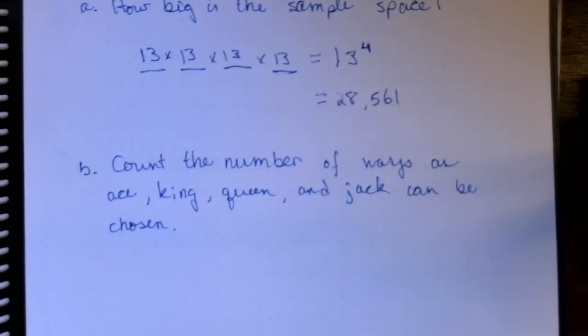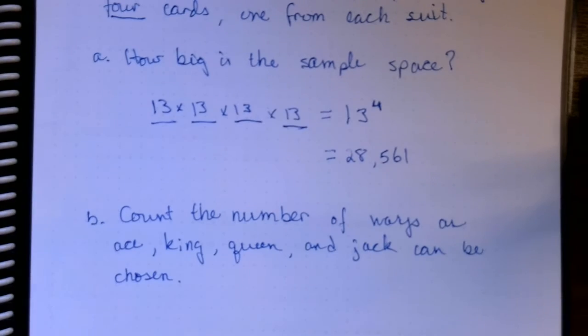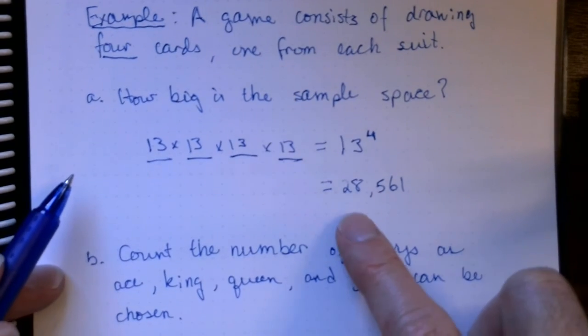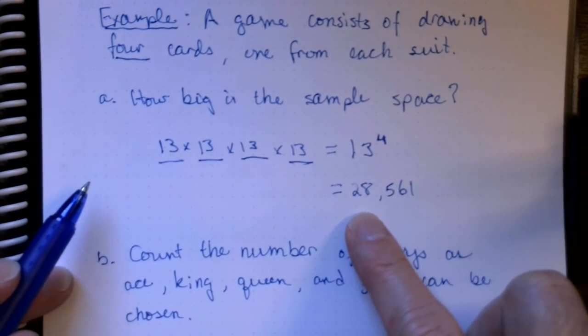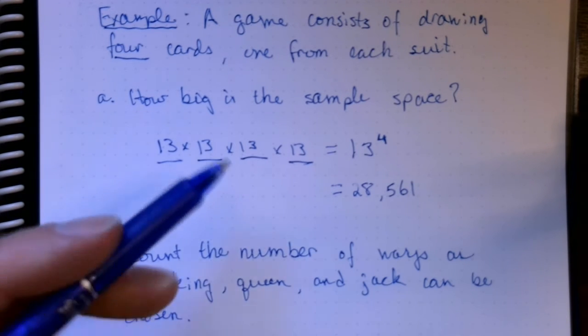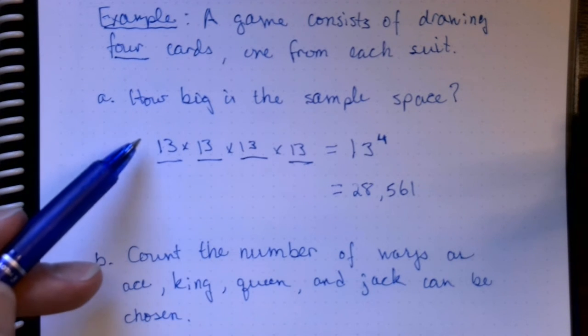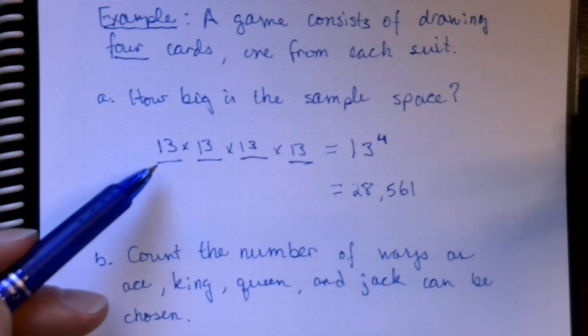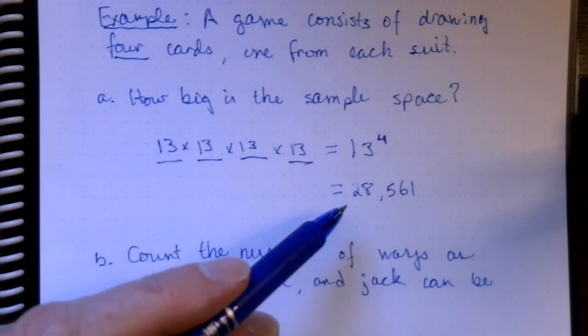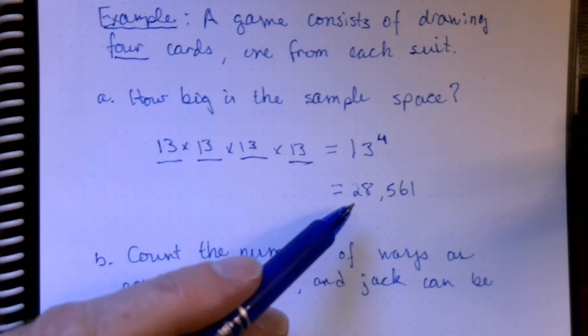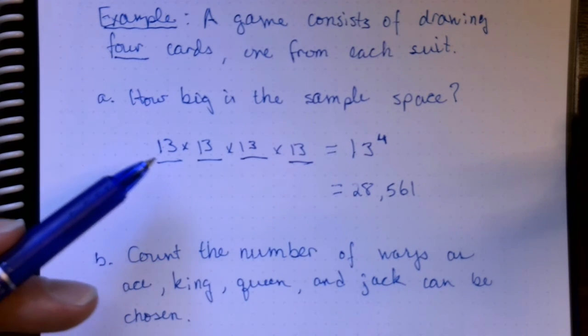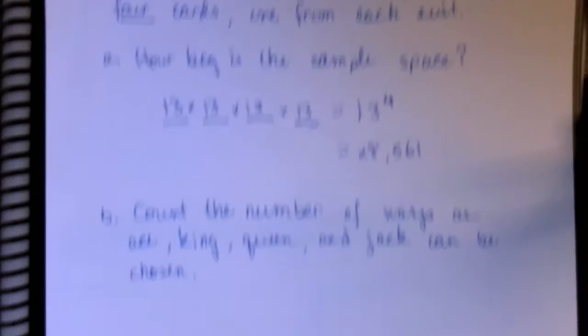Okay, so let's look at an event, right? This is the sample space that would have 28,561 things. And remember, I'm getting that using our counting principle. I'm not listing out 28,000 things. That'd be totally impractical. Okay, I'm using logic to do the counting for me.